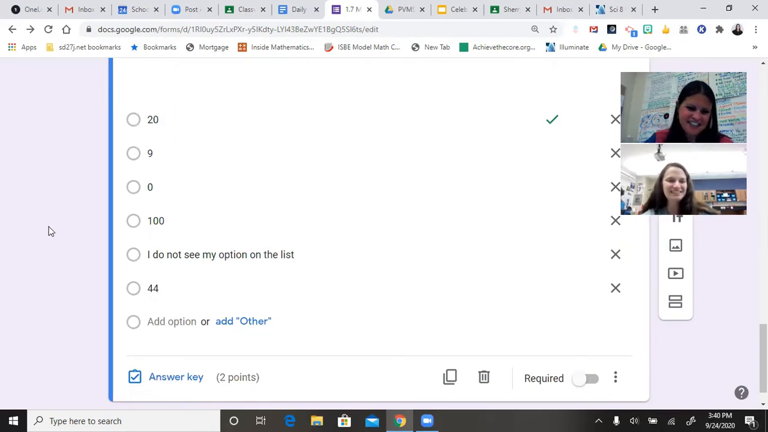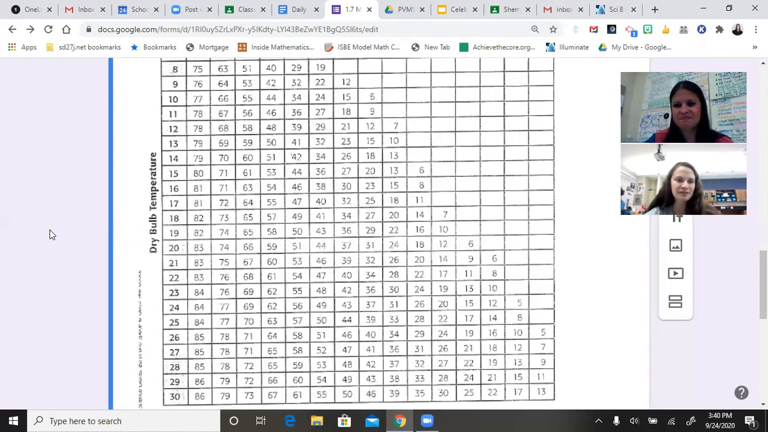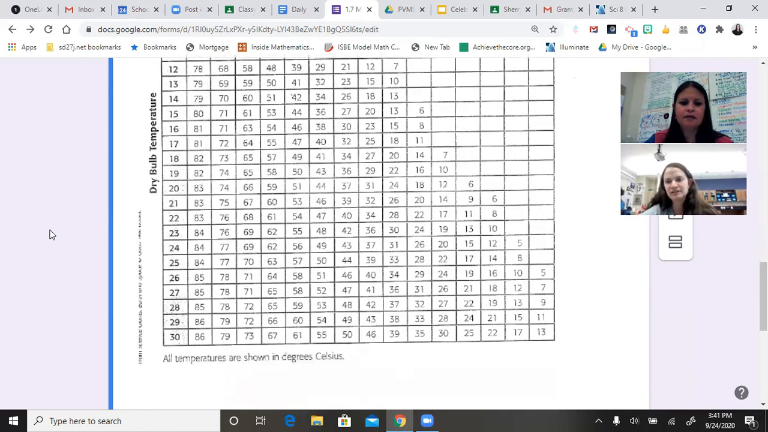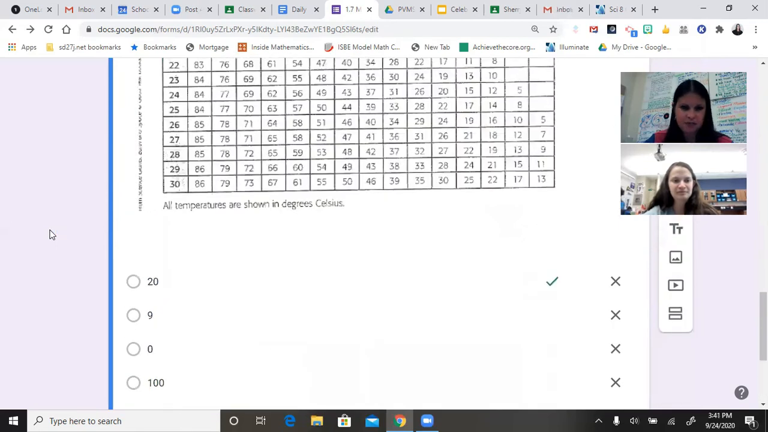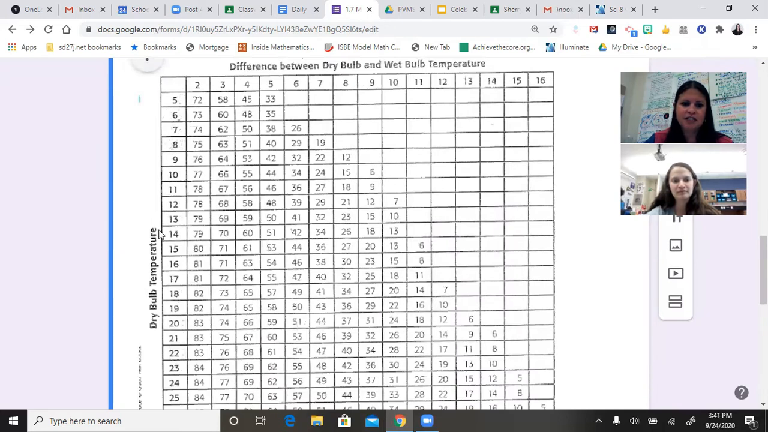Okay, and then we have 100. 100 was just to throw them off a little bit. Clearly you don't know how to use it, but it would be if it was on the far left side of this, in between the dry bulb temperature and our farthest readings. Okay. And 44 was our same misconception from the top question, just saying, okay, I'm going to use 15 and 6 and not find the difference. Exactly. They're able to maybe make sense of analyzing, but they just weren't able to calculate it correctly.